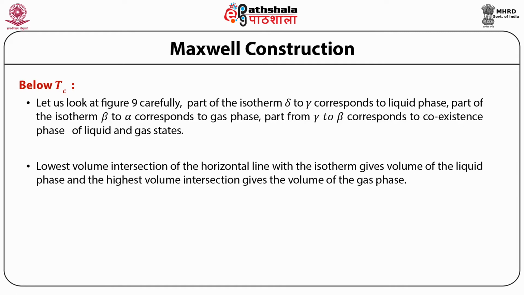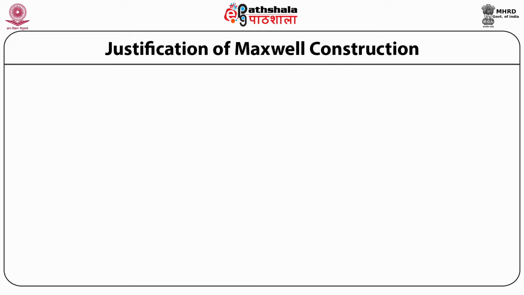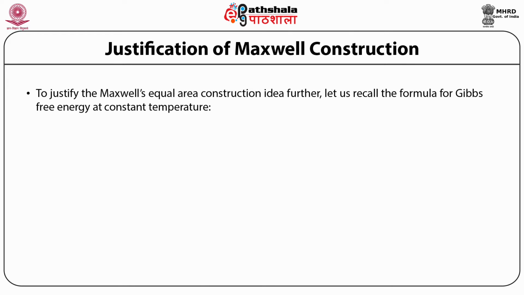The lowest volume intersection of the horizontal line with the isotherm gives the volume of the liquid phase, and the highest volume intersection gives the volume of the gas phase. Justification of Maxwell construction. To justify Maxwell's equal area construction idea further, let us recall the formula for Gibbs free energy at constant temperature. That is, dG is equal to V times dP.